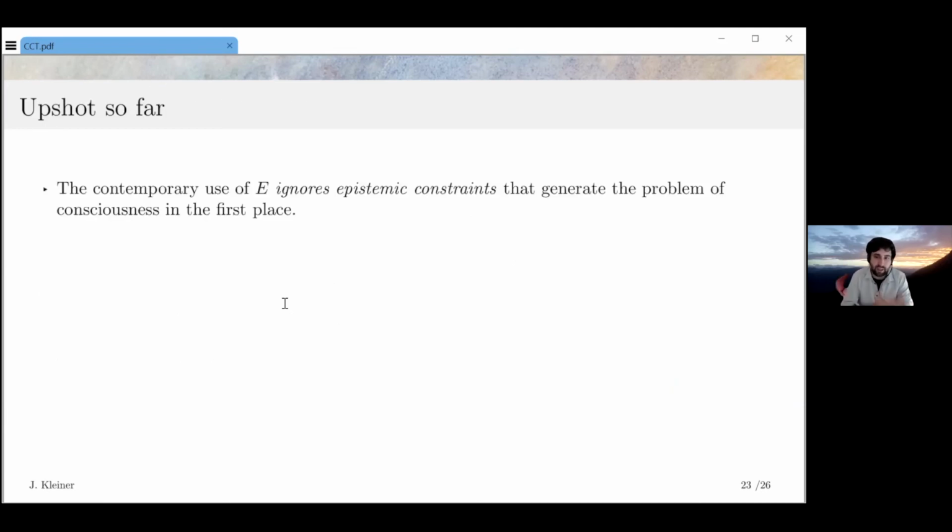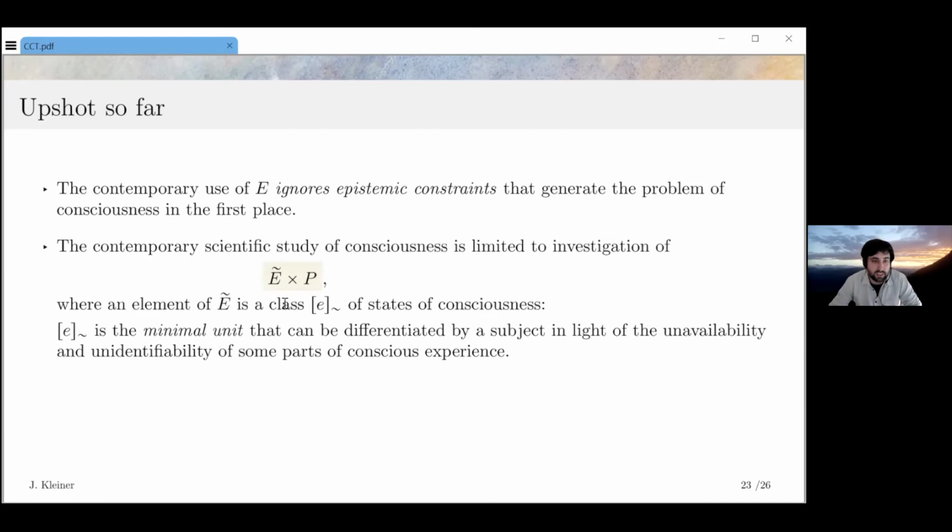Well, my claim is that what follows from this is that the contemporary use of the space of states of consciousness ignores epistemic constraints that generate the problem of consciousness in the first place. We ignore the fact that we can't, in a theory or in an experiment, in case the theory is supposed to be empirically well defined, write down a symbol E for every state of consciousness. We can only do this for certain paradigmatic cases or in certain extremely idealized situations. And if you put it formally, what this means is the contemporary scientific study of consciousness is in fact limited to the investigation of this combination of states.